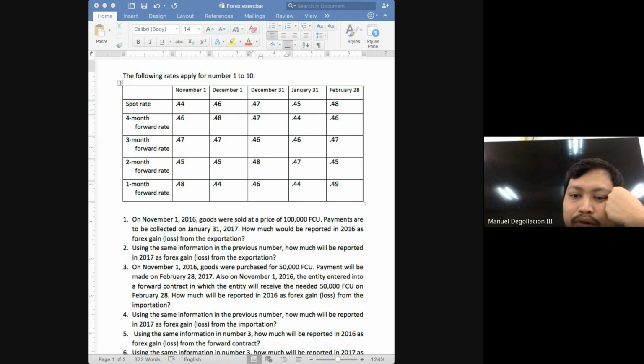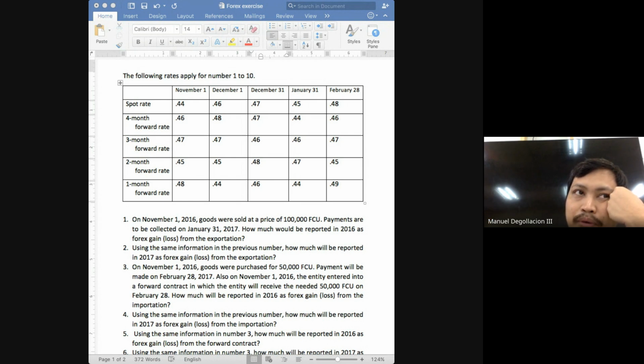Okay, but again, what's the question? Gain or loss during the year? When was the payment collected by us, since we are the seller? It was on January 31. So from November 1 to January 31, nothing happened.